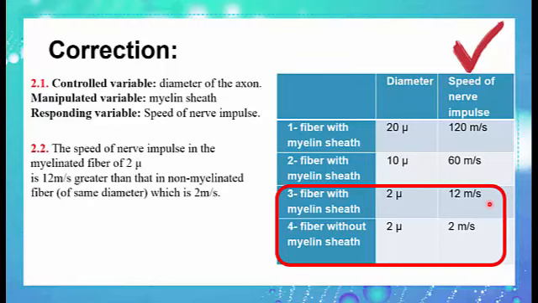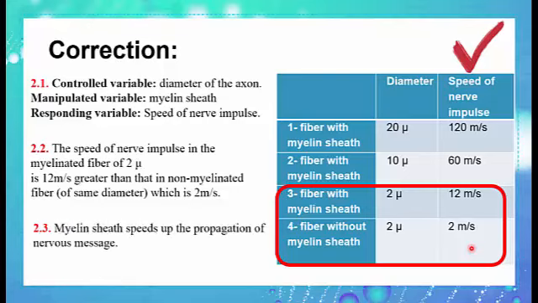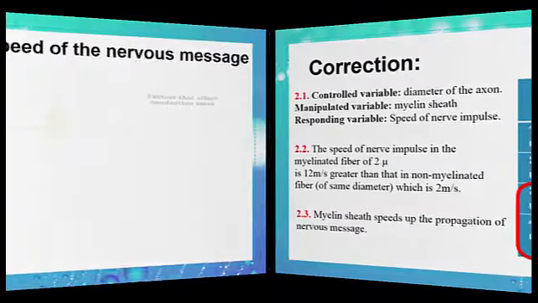As a comparison between the speed in two cases, the speed of nerve impulse in the myelinated fiber having 2 micrometer is 12 meter per second. When we have to compare, we have to say smaller or greater than, which is greater than that in the non-myelinated fiber having the same diameter, which is 2 meter per second. What can we conclude? What is the factor here affecting the speed? The factor here is the myelin sheath, which speeds up the propagation of nervous message.